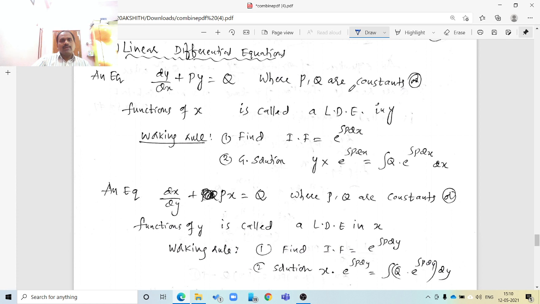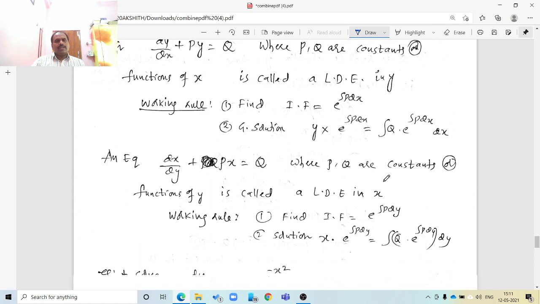Fourth method for solving first order first degree differential equation, that is linear differential equation. An equation of the form dy by dx plus Py is equal to Q, where P, Q are constants or functions of x, is called a linear differential equation in y. Working rule: first, you convert the given differential equation into this form. Then you write P and Q, and find the integrating factor e power integral P dx. Then directly you can write the general solution: y into e power integral P dx is equal to integral Q into e power integral P dx dx.